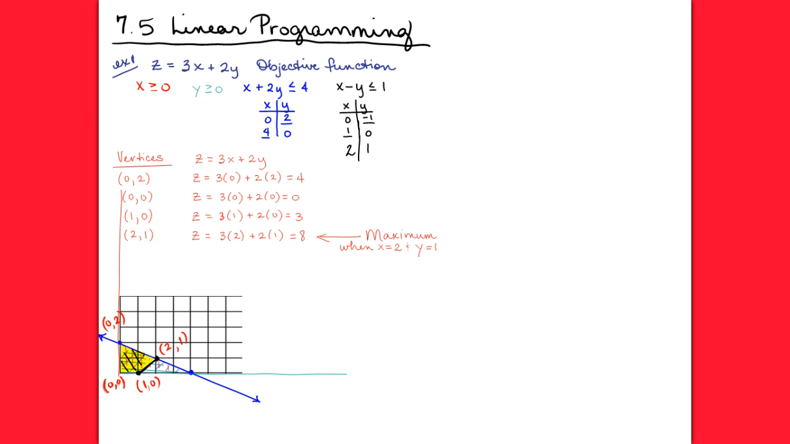Now, if I were looking for the minimum, it is obviously 0. They asked me in this particular case to find the maximum. So I'm looking at 4, 0, 3, and 8. 8 is the largest value there. So my maximum is going to occur when x is equal to 2 and y is equal to 1. And that would be my answer.